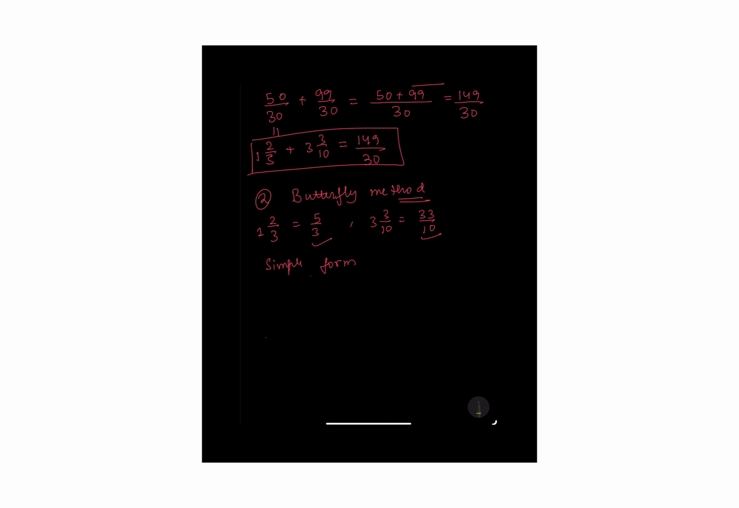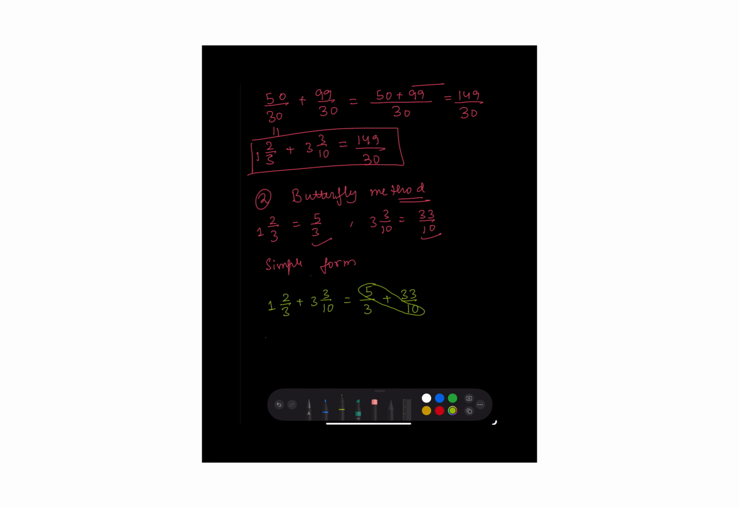Then what we'll do is, since we had to add these two fractions, and we have seen that the first fraction is equal to 5 by 3 and the second one is equal to 33 by 10, we'll just use the butterfly method. In this method, you take these in one circle. Let me use some other color pen to show you this. Let me take some red. Then firstly this, and the other one would be this one.